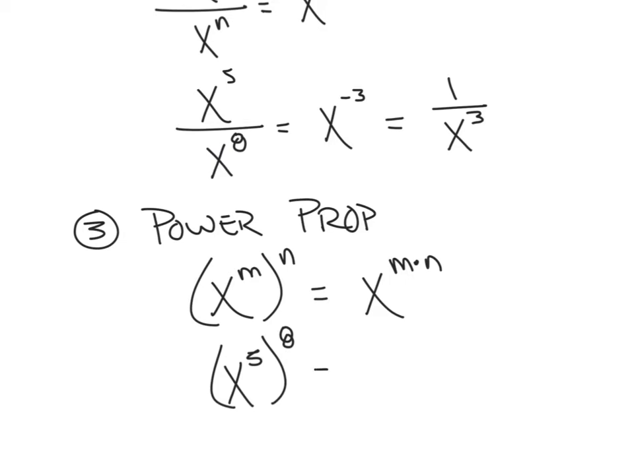And we're not going to rewrite it 8 times, but we could, and you'd end up getting x to the 40th by the time you repeated it 8 times and added the 5 8 times. Of course, the shortcut is just to multiply the two.